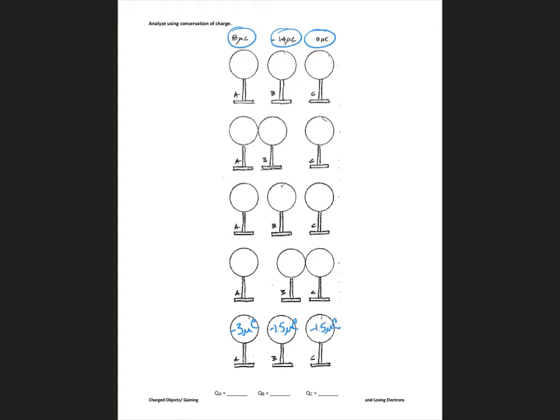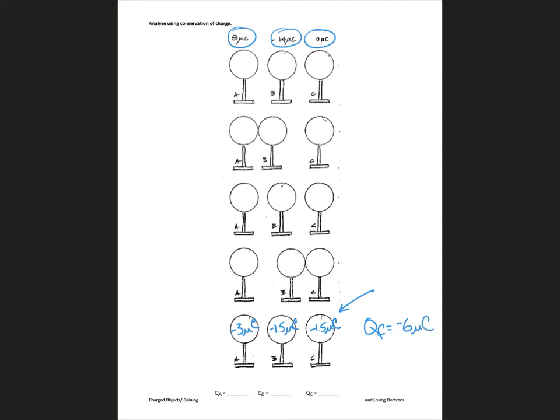Many people have told me over the years, I don't think that's allowed to happen. You can't have 1.5 charges. The reason that's totally allowed is because, remember, that's not how many electrons are on the sphere. It's a charge quantity. So it would be 1.5 times the elementary charge, and that is totally allowed to happen. So the Q final here, -3 plus -1.5 plus -1.5, is equal to -6.